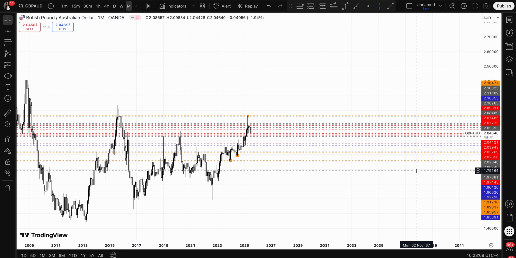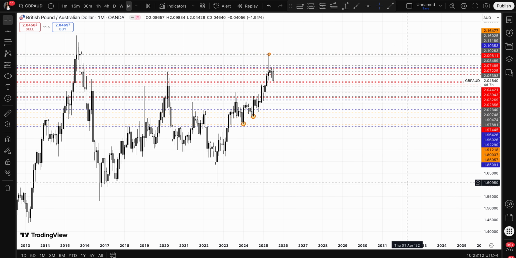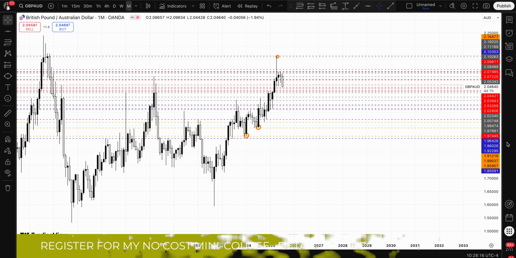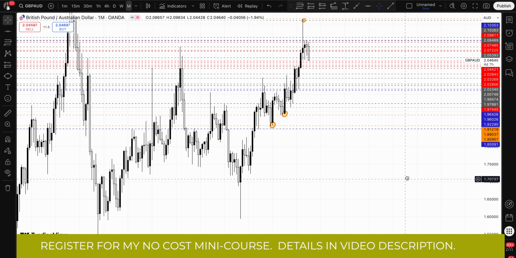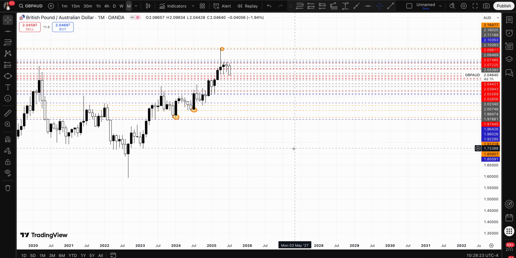Now I'm going through with my Fibonacci. Now, if you don't know how to configure the Fib in TradingView in order to do what I do with SmartTrader, go to the no-cost mini course. The link is in the video description. I give you detailed instructions on what those levels are and what you need to be looking for.